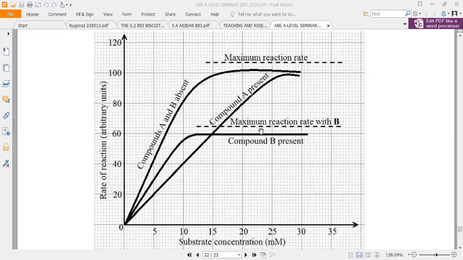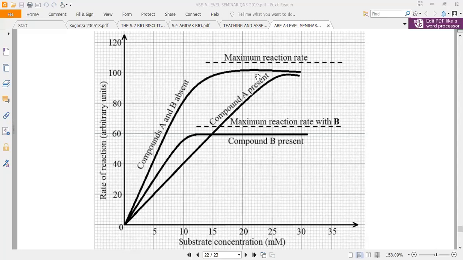Who can give us the explanation? Who was that person? Was it Hope or was it another person? Yes, Hope. Okay, sir. I say that compound A was a competitive inhibitor, then compound B was a non-competitive inhibitor.